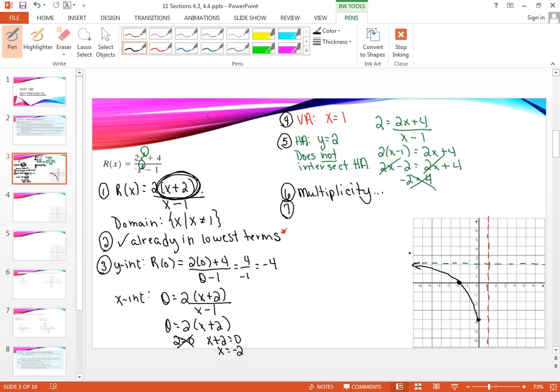If this is my y-intercept at -4, pretty much the only thing it can do is that. It can't hook back over. It's got to be a function. It's got to pass a vertical line test. So I'm pretty much stuck. Okay.